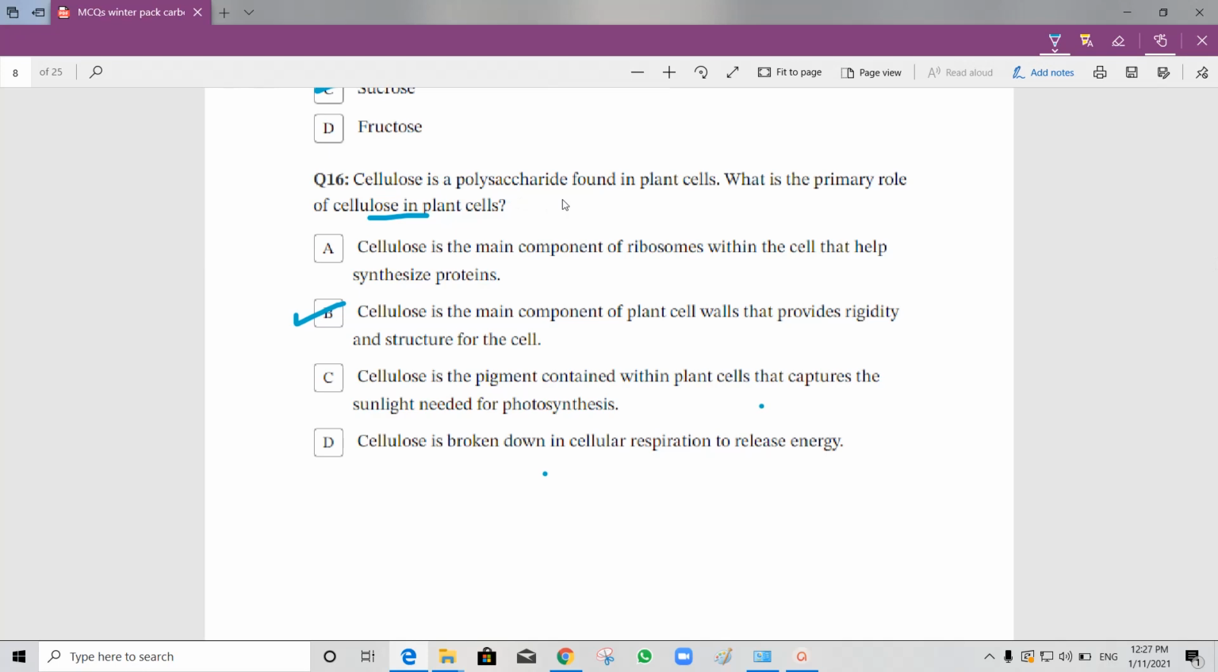Question 16. Cellulose is a polysaccharide found in plant cells. What is the primary role of cellulose in plant cells? Cellulose is the main component of the plant cell wall that provides rigidity and structure for the cell. Cellulose gives the hardness, the shape, the support, the structure for the cell.